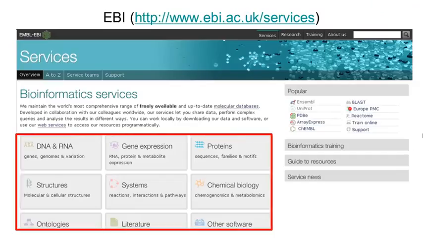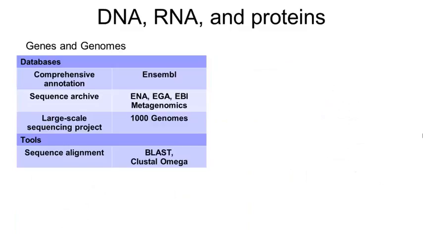EBI has resources for DNA, RNA, and protein sequence retrieval and analysis, protein structure analysis, gene expression analysis, pathway analysis, ontologies, and so on. For genes and genomes, an important resource at EBI is the Ensembl database, a comprehensive secondary database of gene and genome annotations. EBI also archives raw sequence data such as metagenomics data. It is also home to the 1000 Genomes Project that we talked about earlier in this MOOC. EBI supports BLAST search of sequence databases and multiple sequence alignment by Clustal Omega.